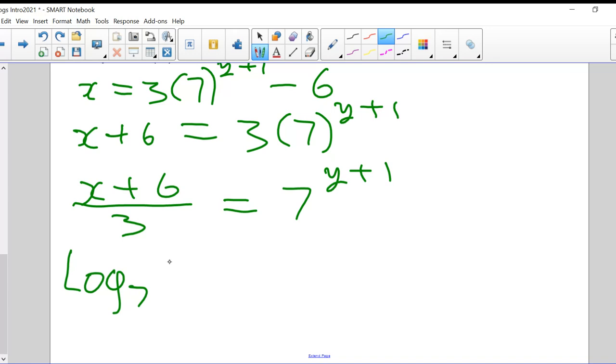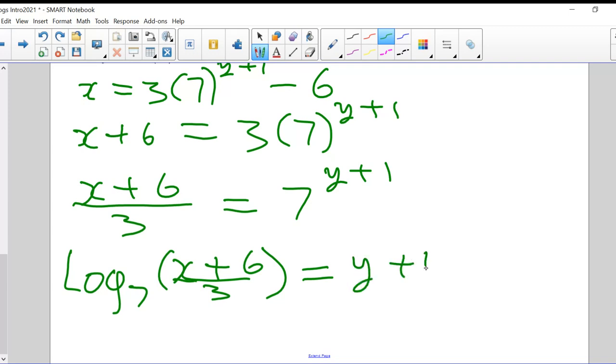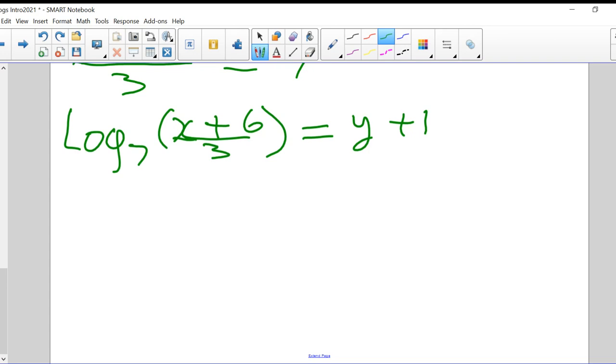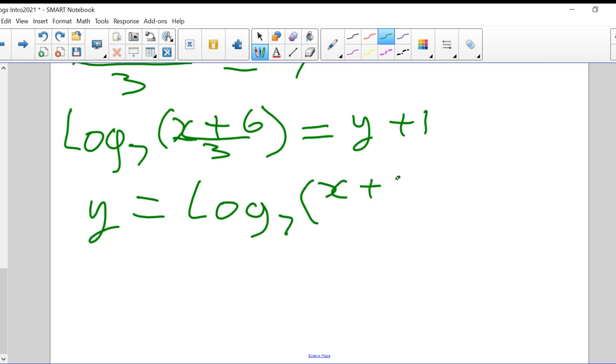Look at it as the subscript, of the x plus 6 over 3 is equal to the y plus 1. Absolutely correct. And you're being thanked, by the way, by Donna for that. Roma. So we minus the 1 from the two sides. Good. So y, finally now, is equal to the log base 7 of x plus 6 over 3, minus 1.